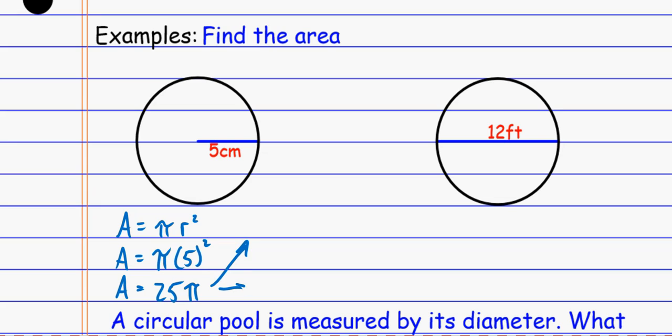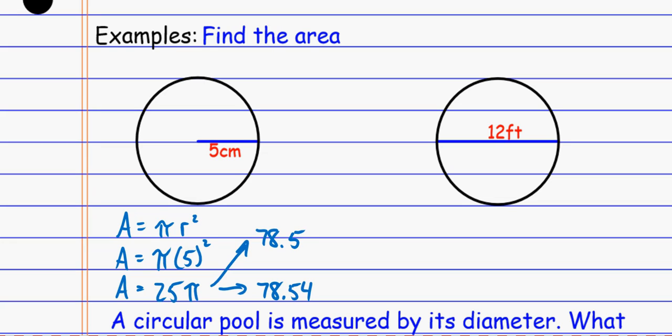And once again, I can just plug this into my calculator. If I use the pi button on the calculator, it gives me 78.54 if I'm rounding to 2 decimal places. If I do the 3.14, it gives me a 78.5 without any decimals to follow, okay?